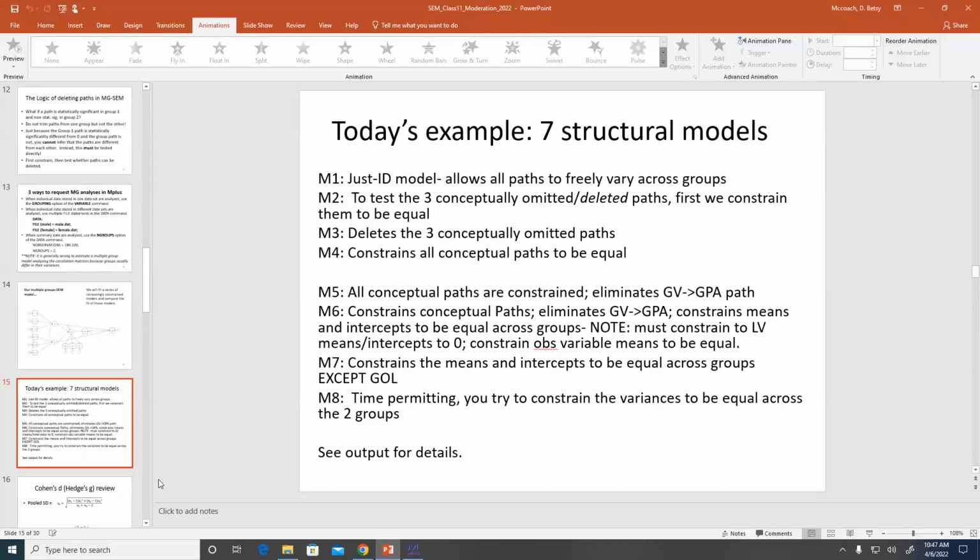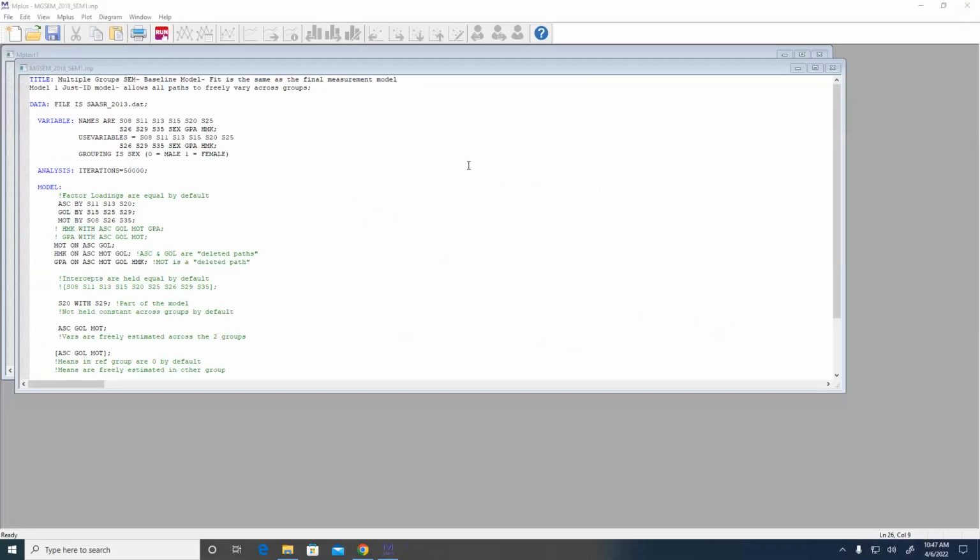What do you think? Ready to try it? All right. Close this. All right, so here we go. Here's our first model.